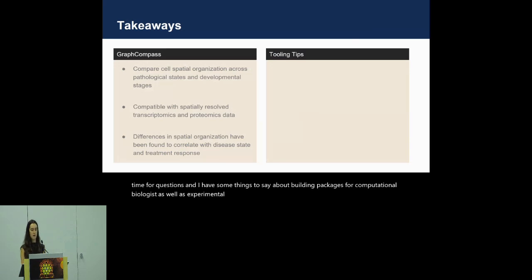So just about GraphCompass, you can use it to compare the organization of cells in the tissue and understand how the organization of cells relates to pathological states and developmental stages. It is compatible both with transcriptomics and proteomics data of different resolutions, both spot-based and single-cell resolved data. And we have seen that differences in spatial organization can be correlated with disease states and treatment response.